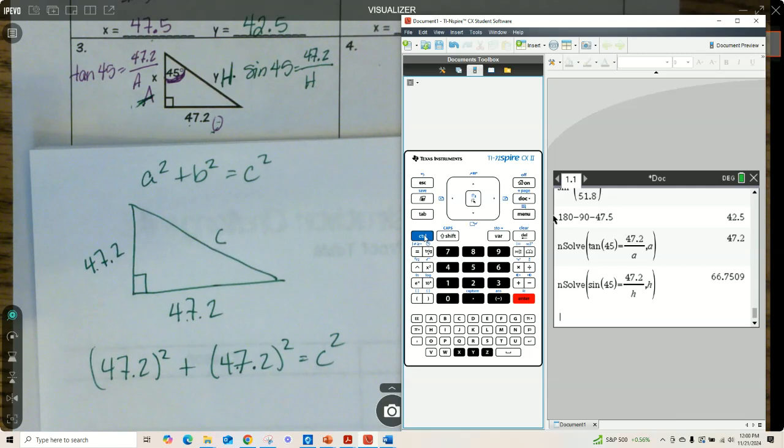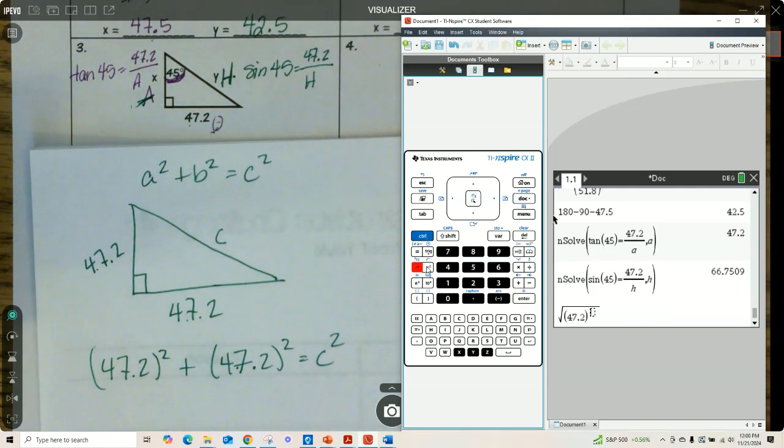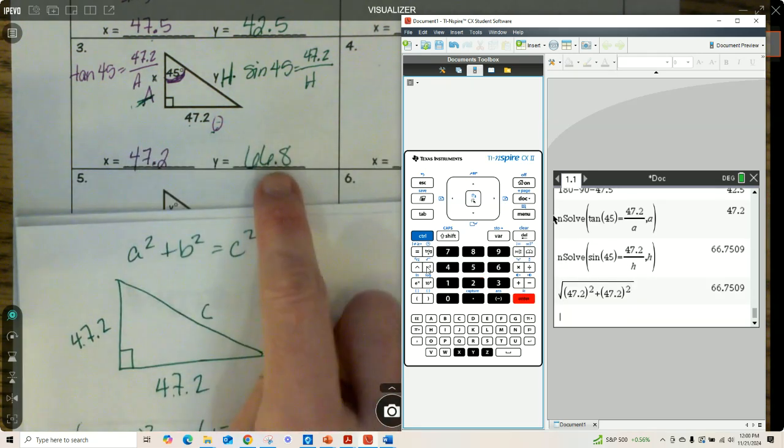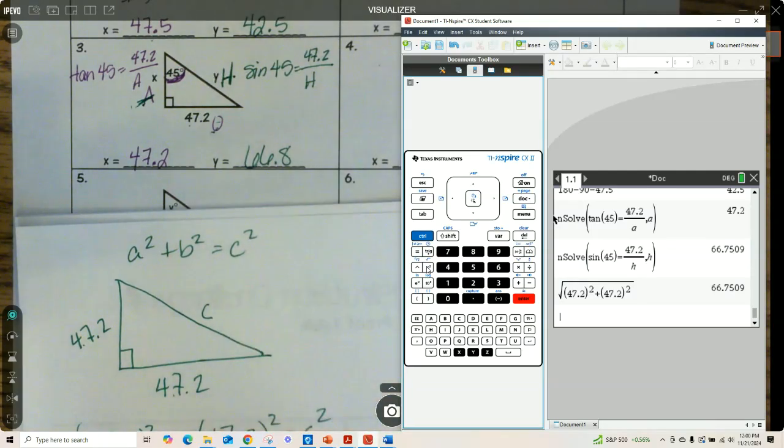So if I do that, here's what I'm going to do. I'm going to stick it all underneath the square root and do it all at once. Plus, squared. 66.75 would round off. Like I said, I don't know if that's necessarily easier than just finding the other side, but it's another way that you can work through some of these.